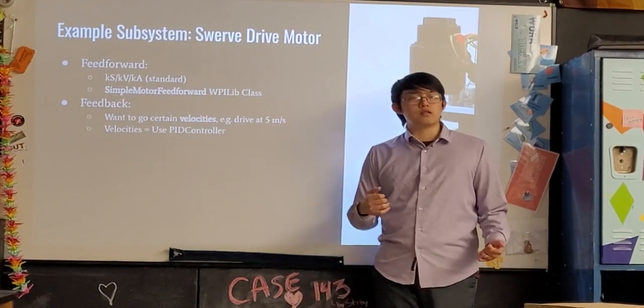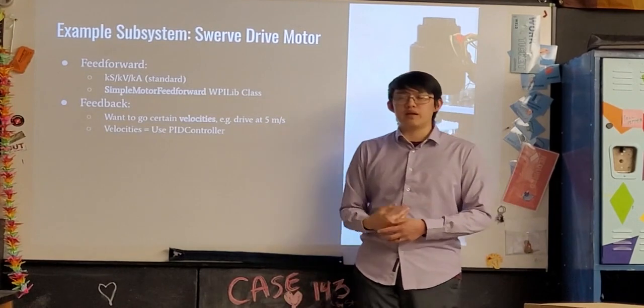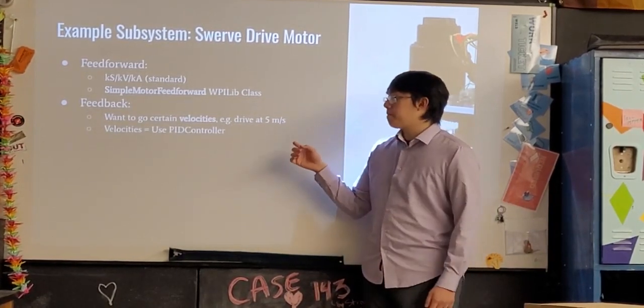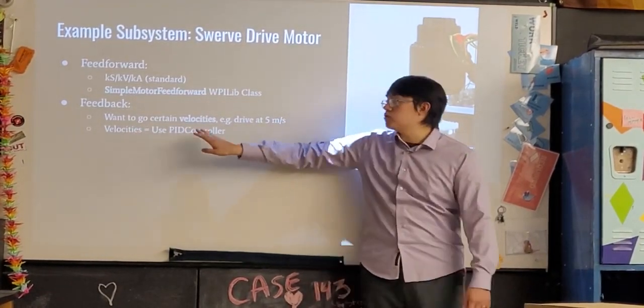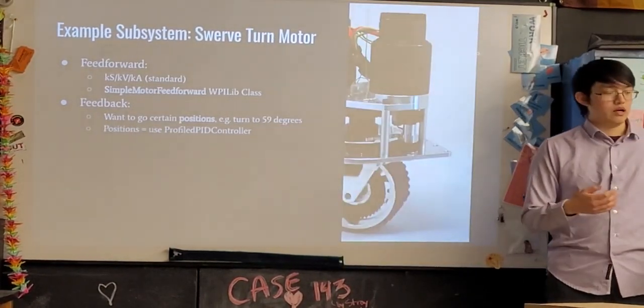Feedback, how do you correct for velocity error? Well, you're gonna need some aggressive correction to correct for any overshoot or undershoot in velocity. So because you are working with velocities for the drive motor, you want to use a normal PID controller, because that's what it's best at.